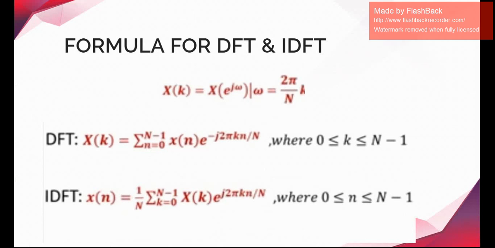So the formula of DFT is given by X(k) = summation of n = 0 to N−1 x(n) e^(−j2πkn/N), where k takes the values 0 to N−1. In the same way, we can get the inverse DFT formula also.